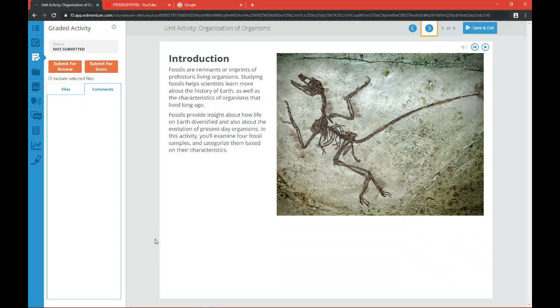Right here, you're going to read this page talking about how fossils are imprints or remnants of past organisms. We can use these fossil records to see possibly what these organisms looked like, their characteristics, possibly even the environment that they lived in. We can use these records to help trace organisms to see if they did evolve. We like to use this in evolution to prove how species evolved.